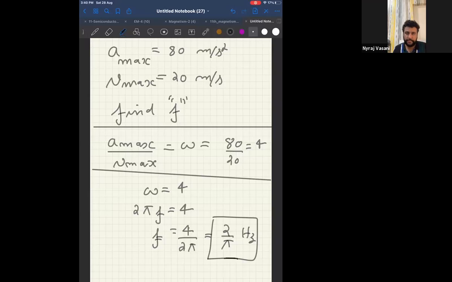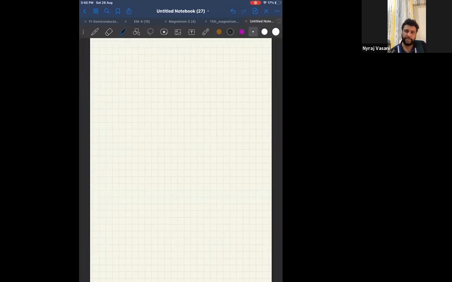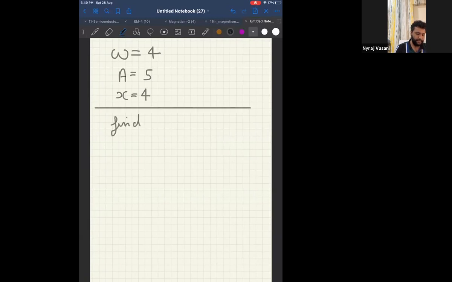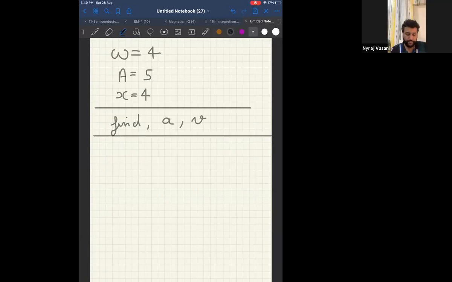Can we go to the next one? Okay. Easy question. I'll just not give you the wordings. I'll give you the data directly so that you can easily solve. Omega is given as 4. Amplitude is given as 5. Displacement is also given as 4. Find the acceleration of oscillation and velocity. Not maximum, normal acceleration and normal velocity. Start.